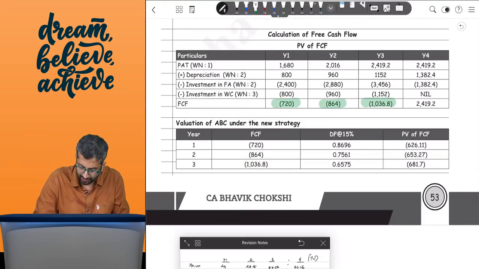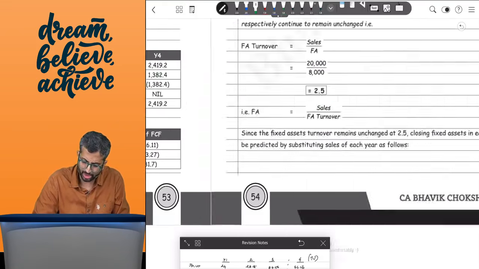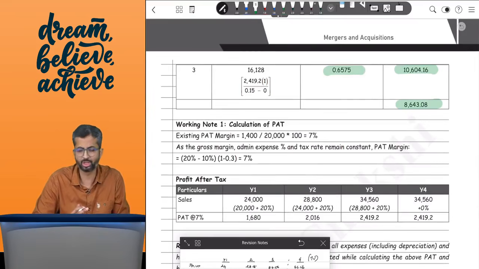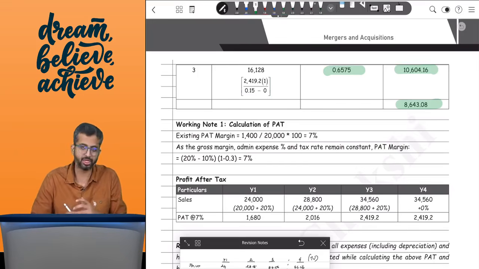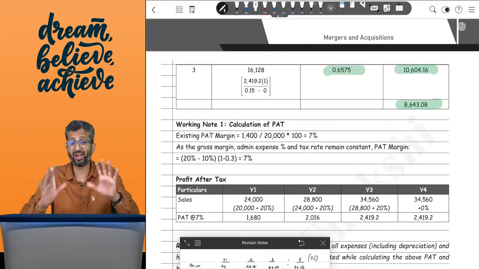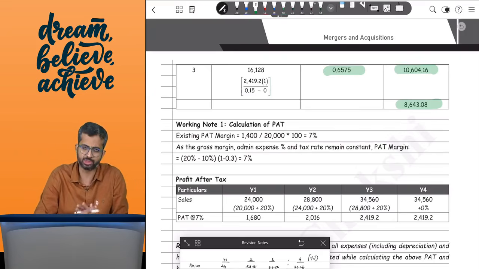Here they have done the gross working. A shortcut can be possible where you even take the net working. So you will find the present value of the future cash flows. So the first 3 years it is negative, and then the terminal value which is positive but based on year 4 cash flow. So you will get the value at year 3. D4 by KE minus G gives you P3. So you'll have to find a value based on the third year's discounting factor, and 8643 is the value of the entire company under the new strategy.